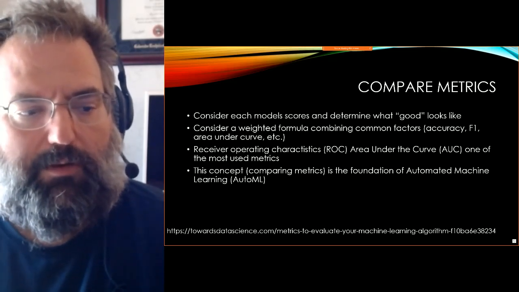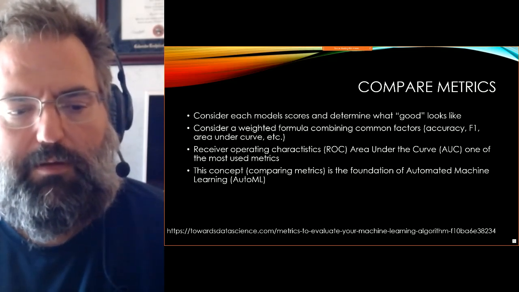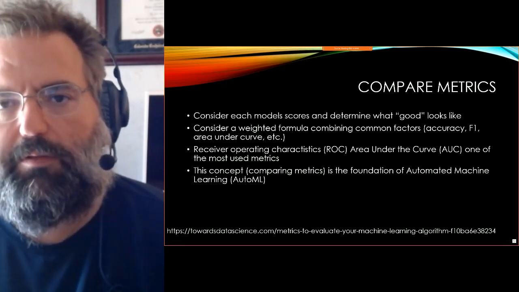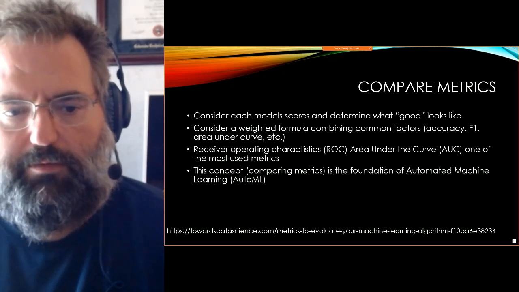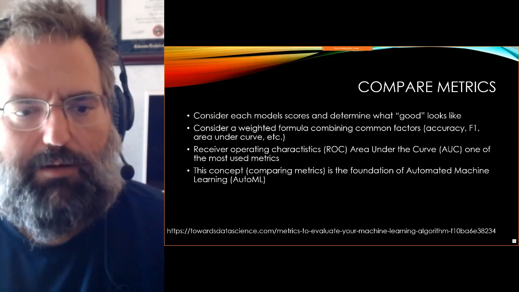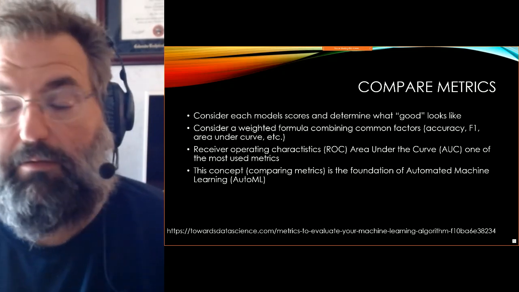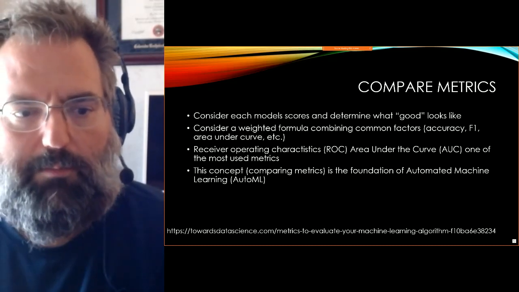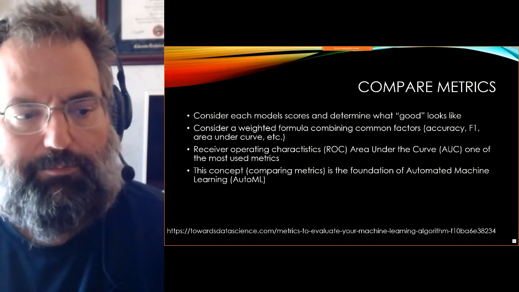The receiver operating characteristic, your ROC, and the area under the curve, AUC, are some of the most commonly used metrics you're going to see. The combination of those two things together is a very common way of measuring the effectiveness or the viability of a model, or comparing two things together.